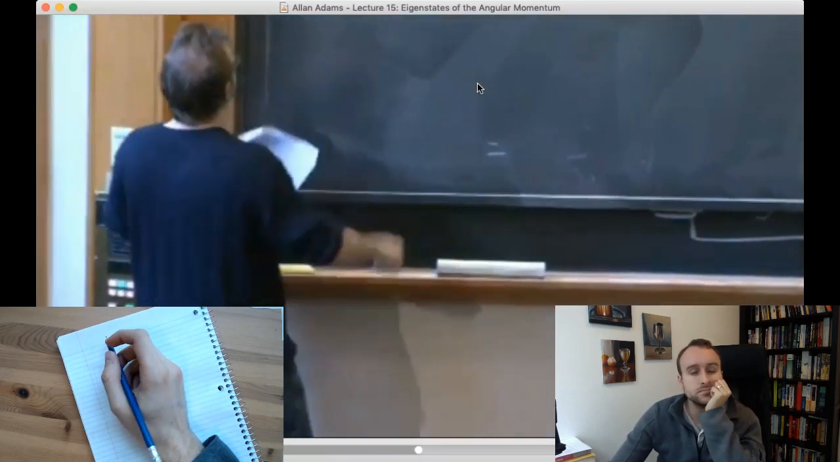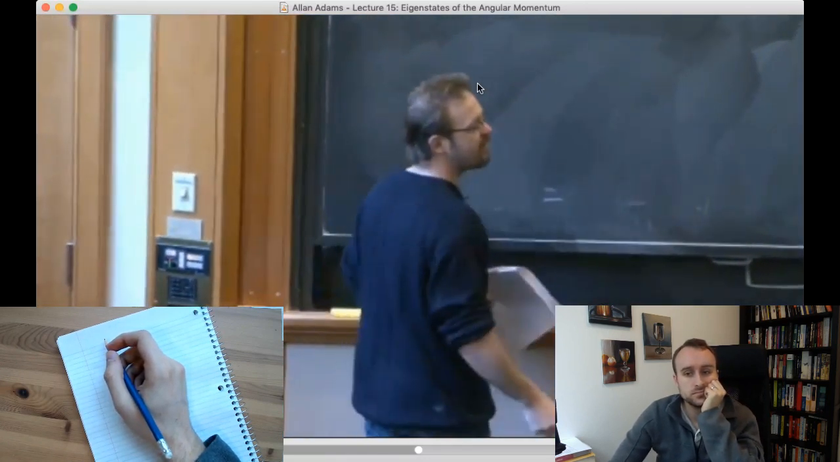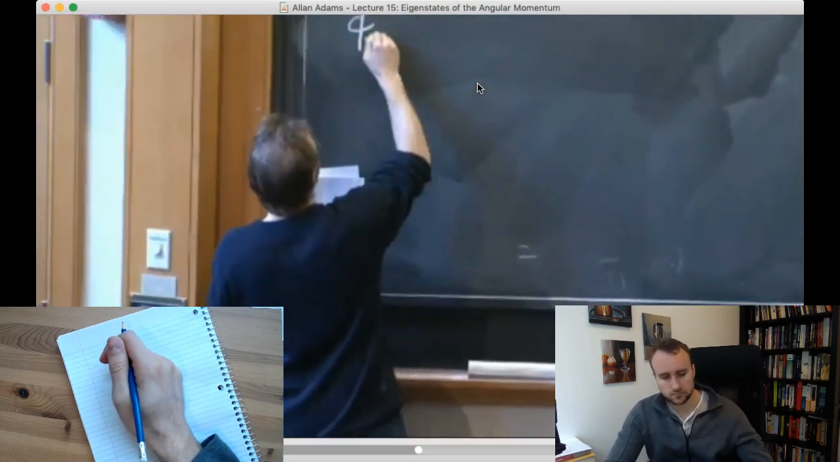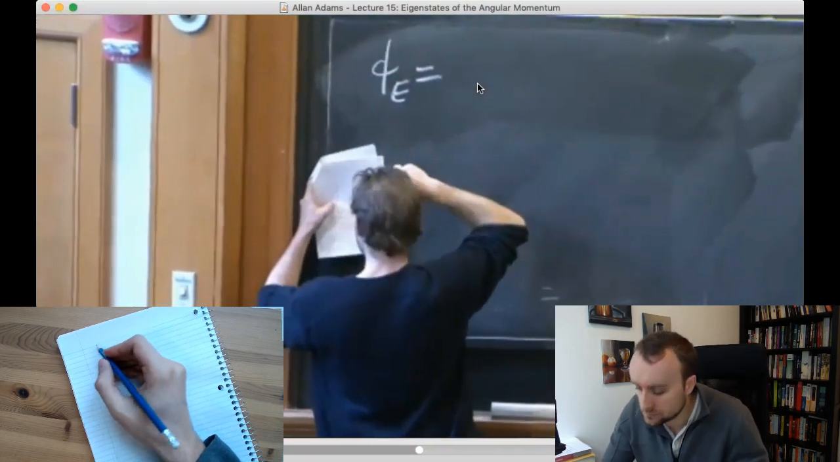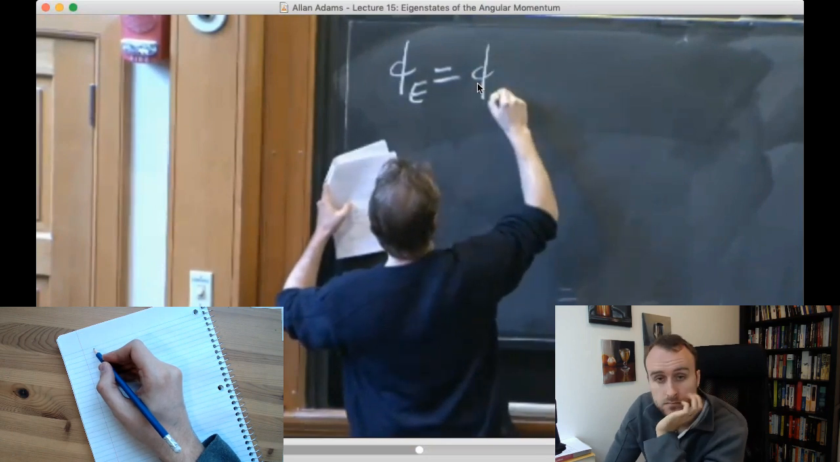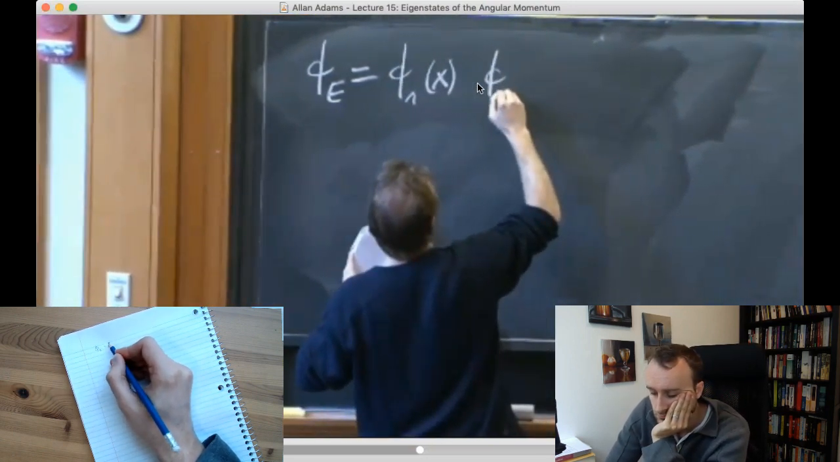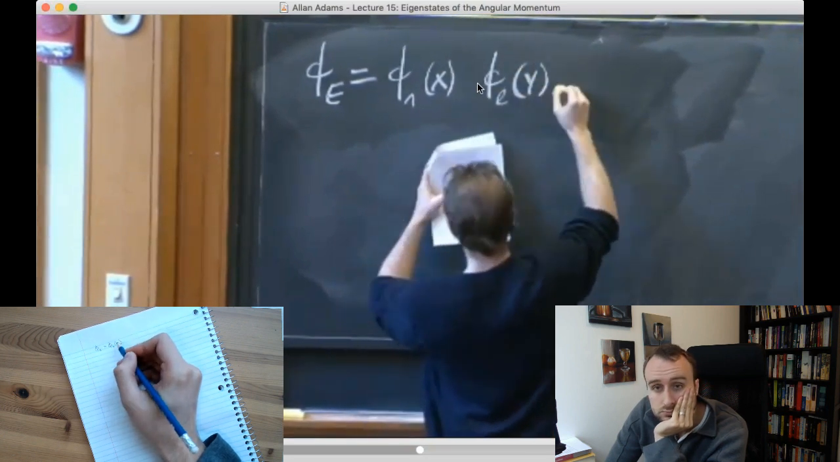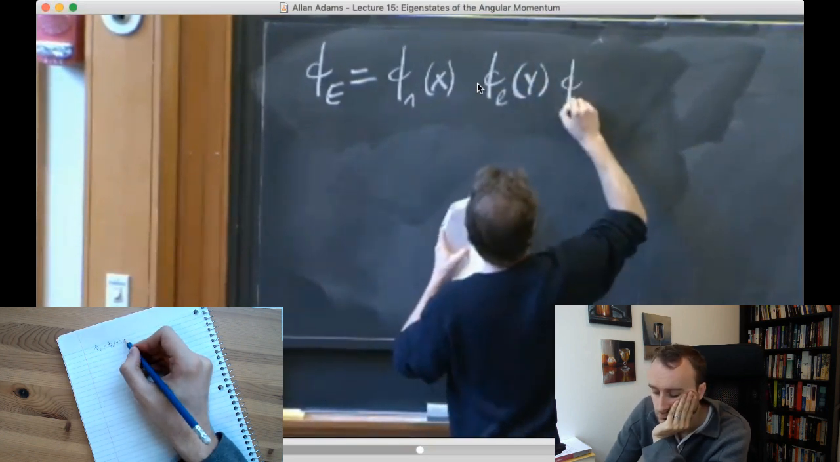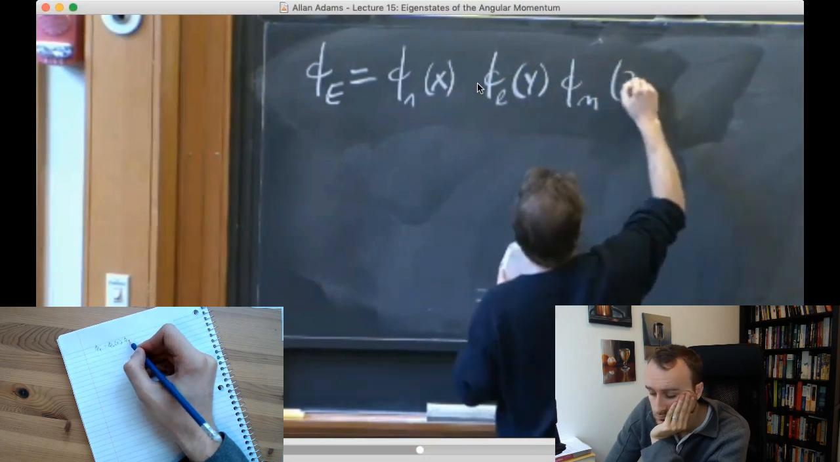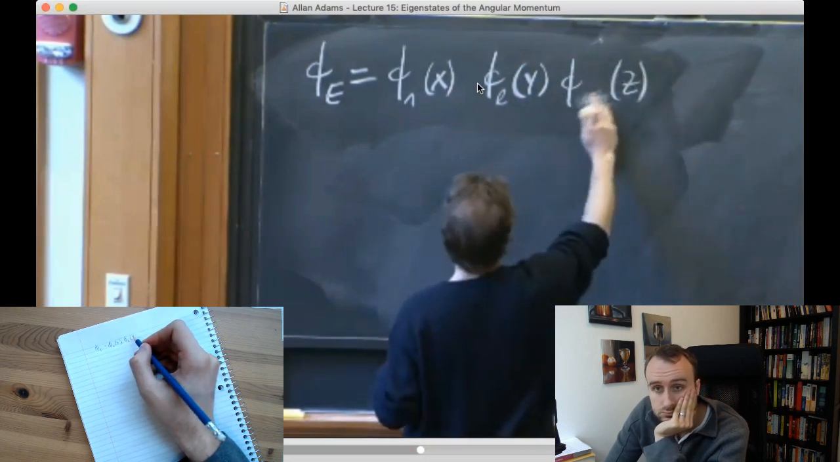So the upshot is that I'm going to write that in a slightly different notation. If I write phi_E is equal to phi_n of x, and phi_L of y, fine, and phi_m of z. Actually, that's a stupid order. Let's try that again.